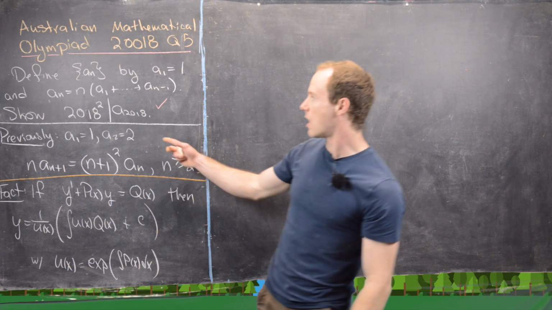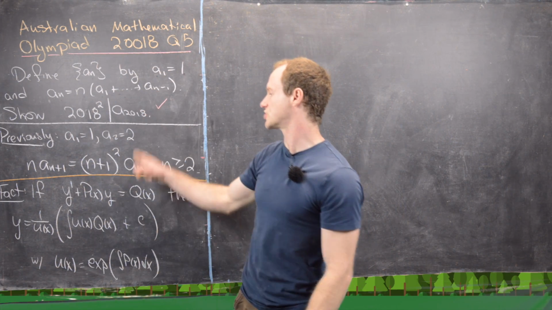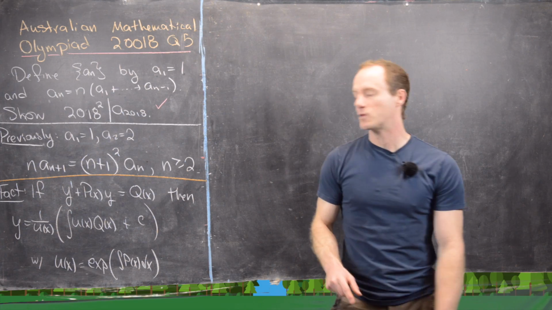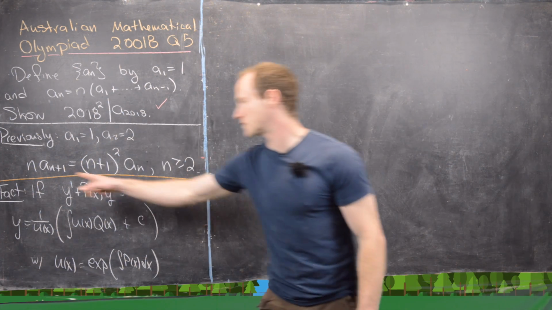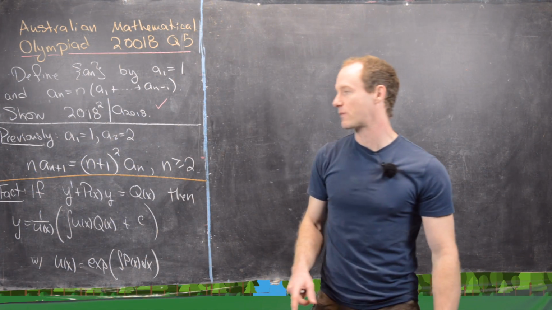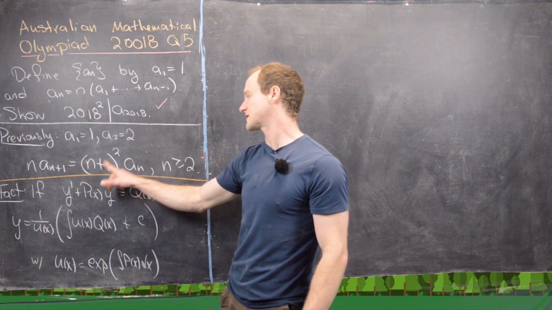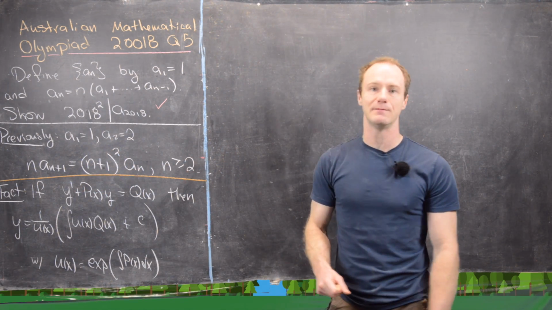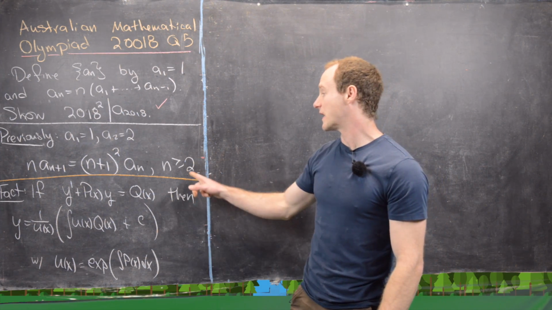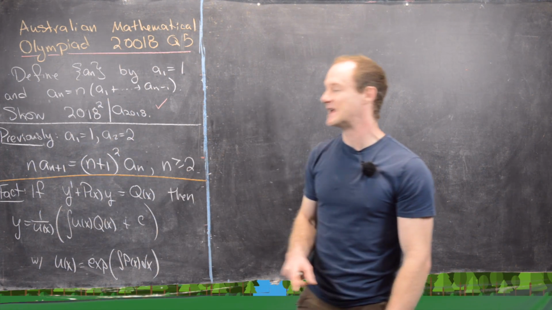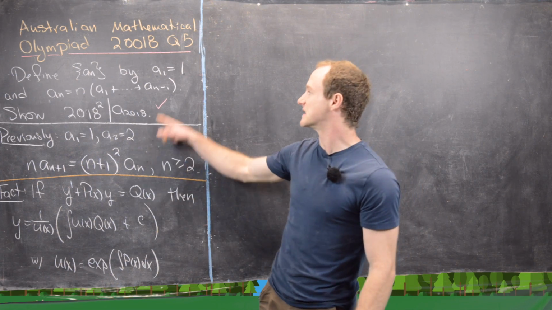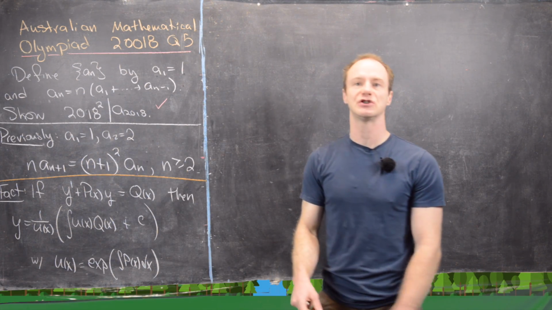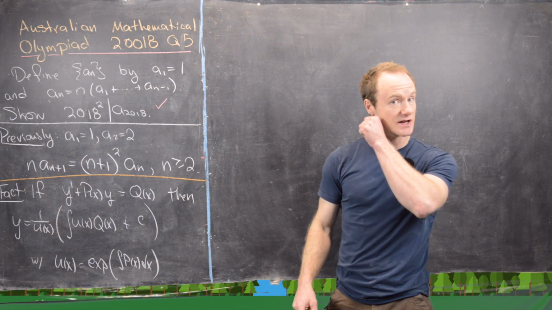So I want to recall that we took this recursion and created this simple one-step recursion, which says n times a_{n+1} equals (n+1) squared times a_n, but that only works for n bigger than or equal to 2. So in other words, that will not define a_2, but it's pretty easy to see from this recursion that a_2 equals 2. So that's good to know.